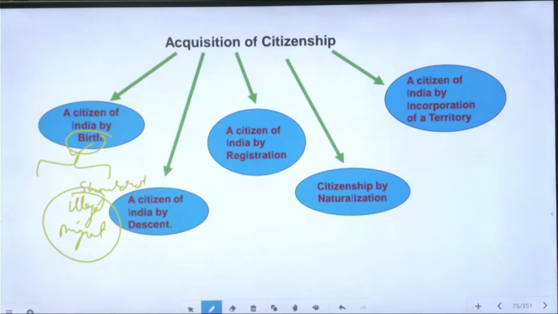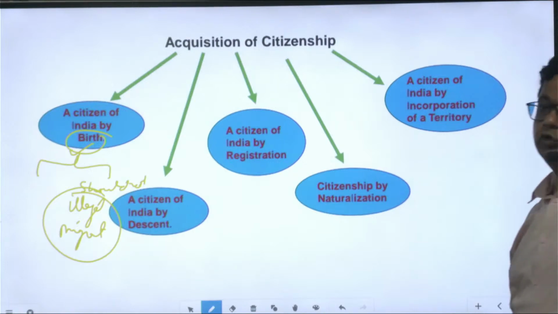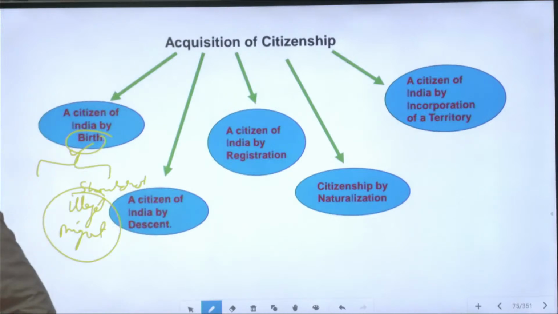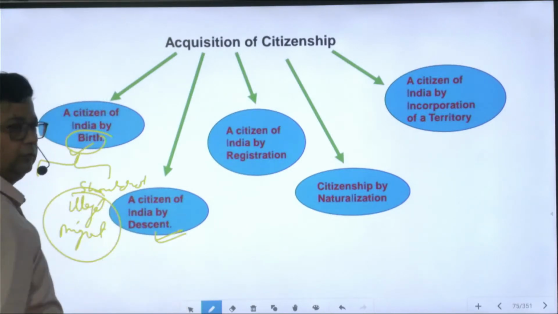A person is considered a citizen of India at the time of his birth, through birth, if either or both of his parents were born in India, like we all, right? Or either of his parents, but one should not be an illegal migrant. So this is how anyone can acquire citizenship. Is it clear, yes or no? Yes. Take next. Citizenship by descent.